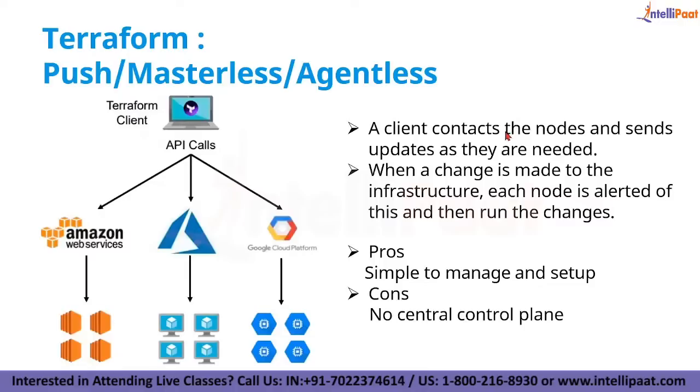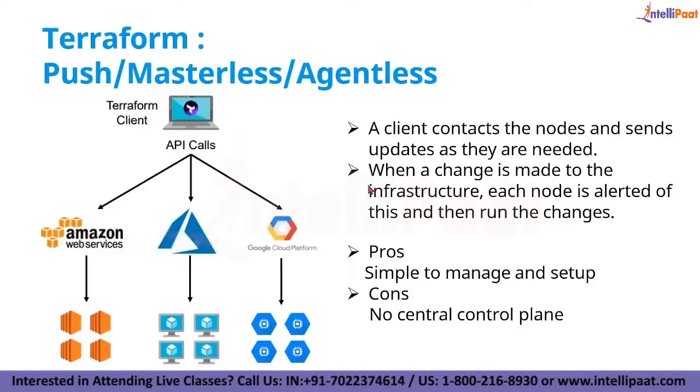A client contacts the nodes and sends updates as they are needed. So the tool I was referring to is the CLI, the AZ client that you have to install, and that client will talk to these changes. And you must have seen Azure has a CLI option, PowerShell, or Cloud Shell is already there. So from there itself we can configure whatever changes I want to have, or I can do it via Visual Studio itself. So in Visual Studio Code, we are going to install some of the tools.